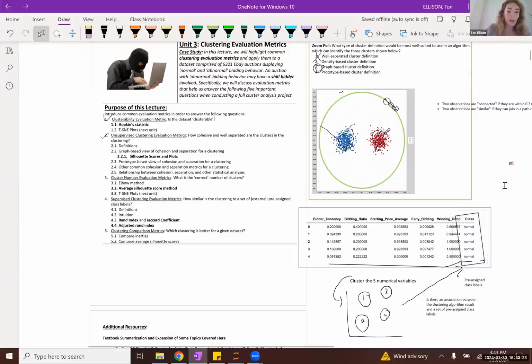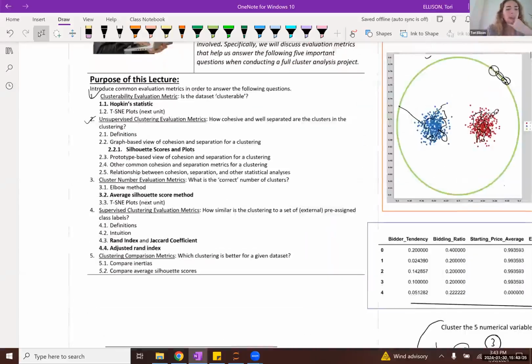So we're going to ask other questions. For instance, how do we actually evaluate if a clustering algorithm effectively clustered our data set? So that's going to get us thinking about how we know that a given clustering result is good or bad. So we're going to be thinking about what we call unsupervised clustering evaluation metrics.